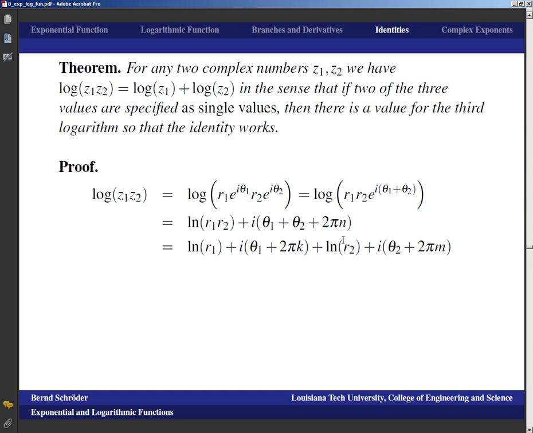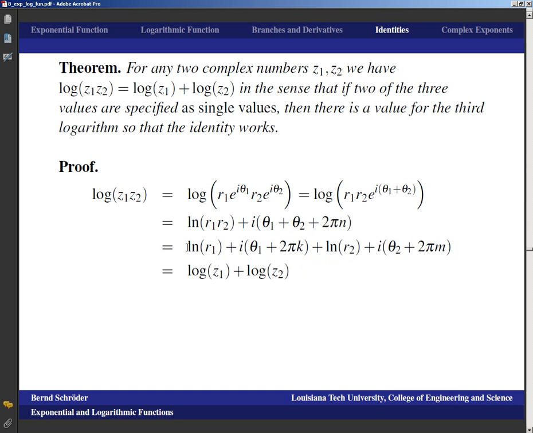And we can puzzle that apart, right? ln of r1 r2 is ln of r1 plus ln of r2. And 2 pi n is the same as 2 pi k plus 2 pi m as long as k plus m is equal to n. And since n is an arbitrary number, we then just have arbitrary numbers that have the right addition property here. So this becomes i(theta 1 plus 2 pi k) plus i(theta 2 plus 2 pi m).